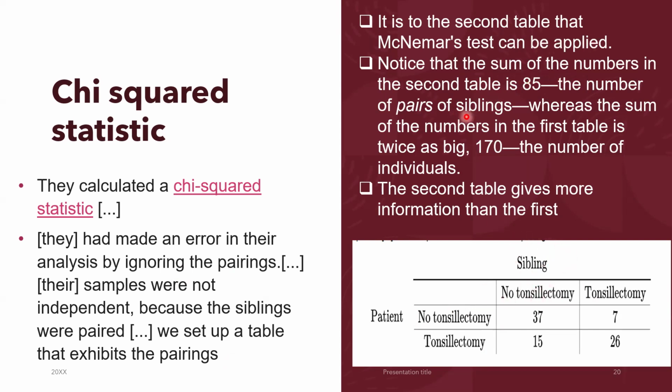So notice that the sum of the second table is 85, the number of pairs of siblings, whereas the sum of the numbers in the first table is twice as big, 170, the number of total individuals. The second table gives more information than the first one. So the chi-squared statistic applied on a paired sample would be good.